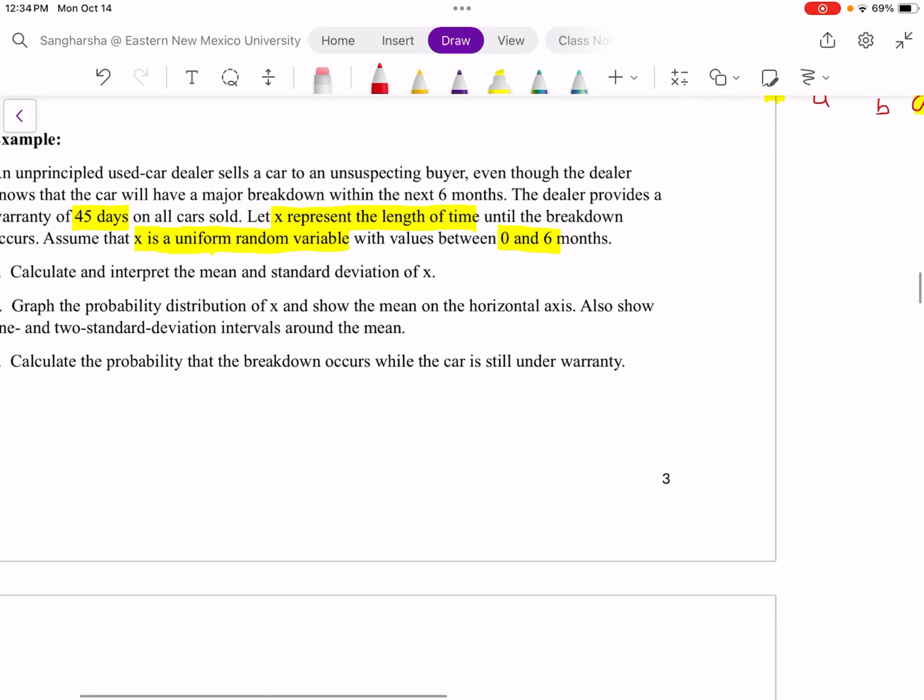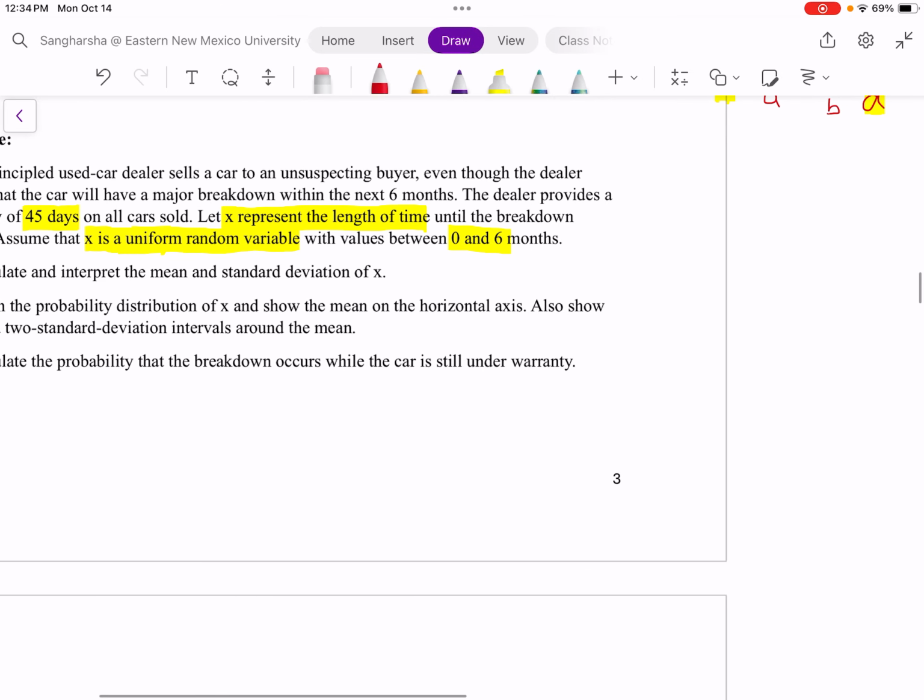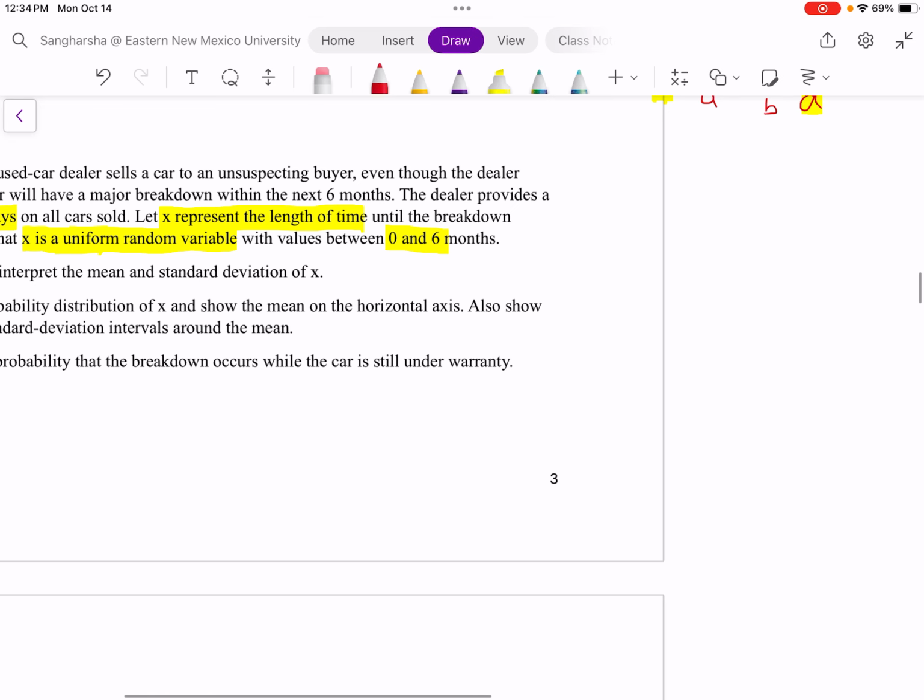Now our x takes a value between 0 and 6, so we need a graph also. On the horizontal axis, you're going to have x, and on the vertical axis, you're going to have f of x, not p of x. For the discrete random variable, you're going to have p of x along the vertical axis. But for the continuous random variable, you have f of x. F of x is the shape, the graph. It gives us the shape of the graph.